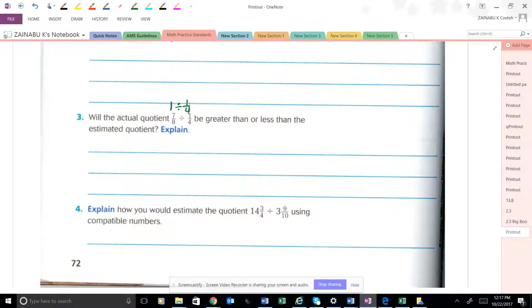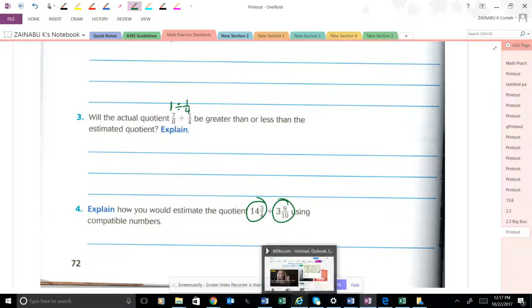Lastly, you're going to do, again on your own, explain how you would estimate 14 and 3/4 divided by 3 and 9/10 using compatible numbers. Think about what we did each and every time we used compatible numbers. We wanted numbers that we could compute easily. And when we have these two mixed numbers, we want to think about what's going to be a value that's easy for us to compute mentally, so we don't have to sit there and work the problem out.